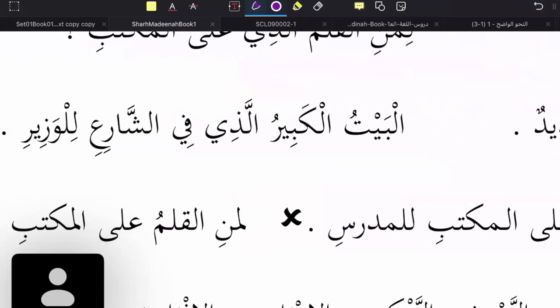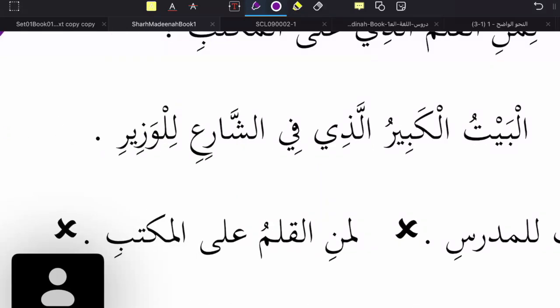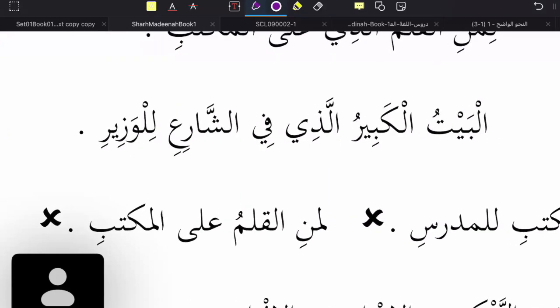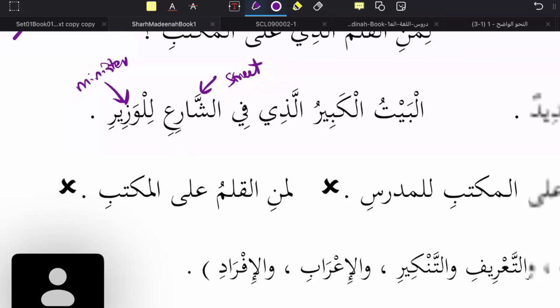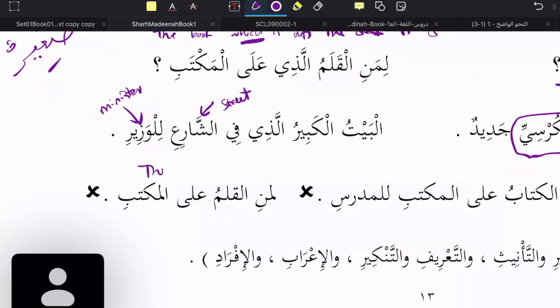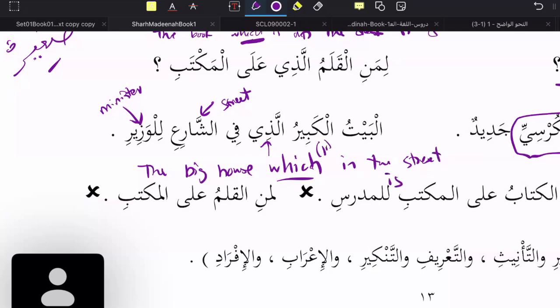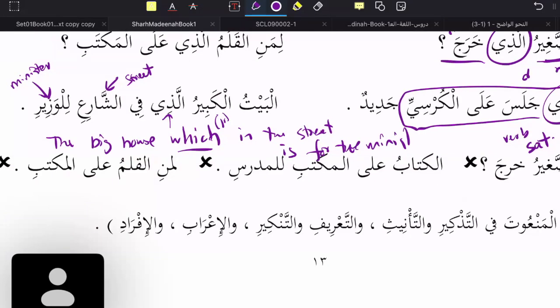Then we have al-baytul kabir alladhi fi shari' lil wazir. Does anybody want to translate this one? What is shari'? Shari' is street, and wazir is, you can think about it, minister. So anybody want to quickly translate? We can say the big house which is in the street is for the minister. So we're getting a little bit complex sentences here.